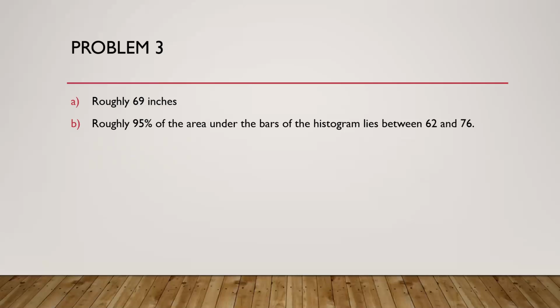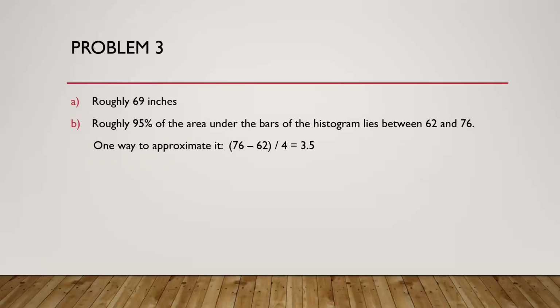Now, for part B, to estimate the standard deviation, we first note that roughly 95% of the area under the bars of the histogram lies between 62 and 76. We're going to use the 95% rule to estimate the standard deviation. Then, one way to approximate it would be to take the width of that interval and divide it by 4, and we'll get 3.5. Why does it work?